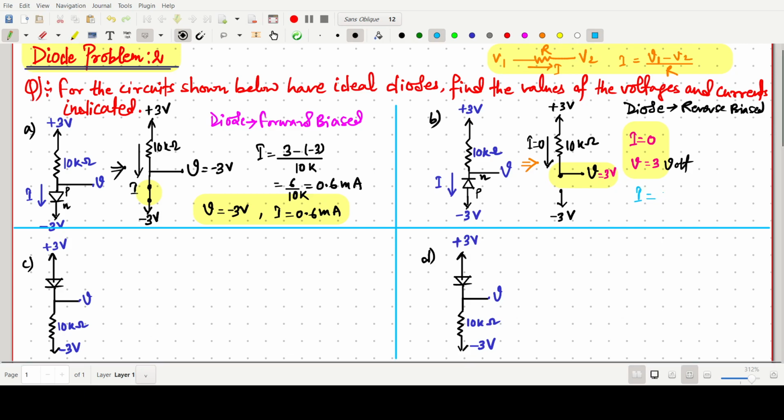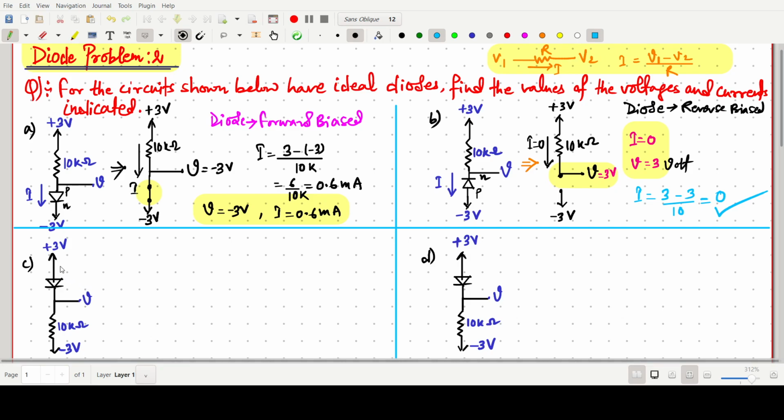Step by step, it means (3 volt minus V1 minus V2) by 10, so it should be 0. Okay, like that also we can understand. So this I value will be 0. This one is open, so I will be 0, no current will flow, open circuit. Okay, so now we have to go for the third one.